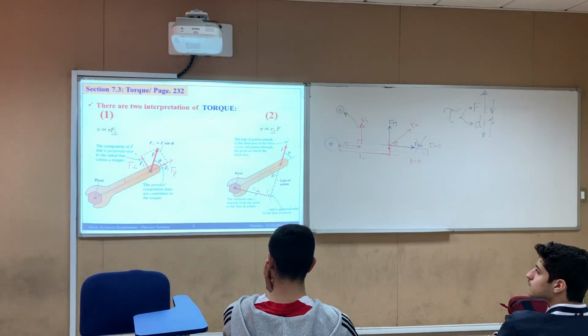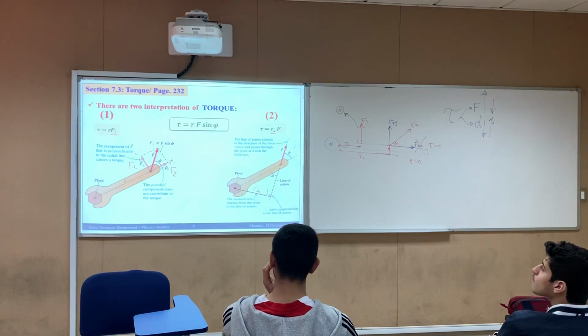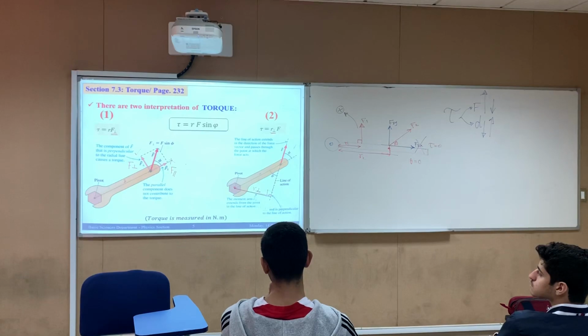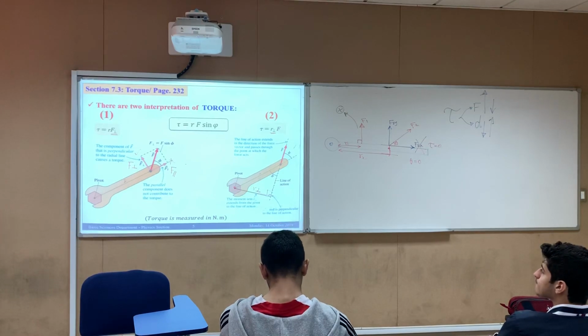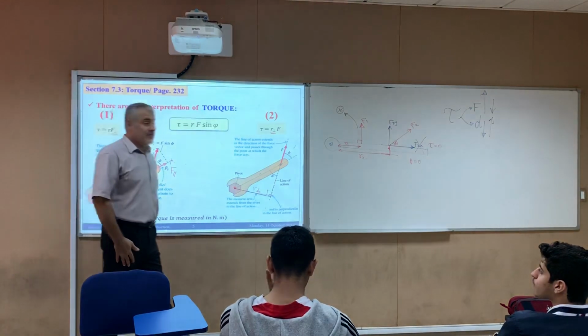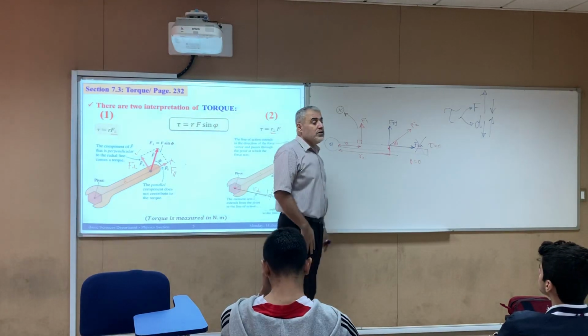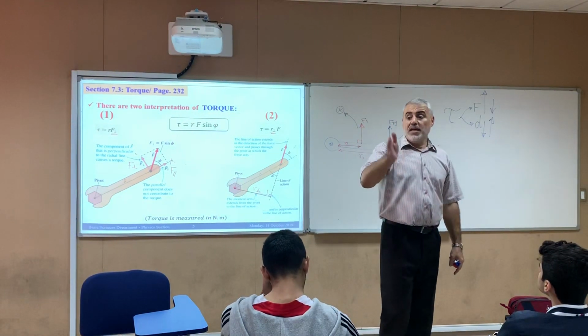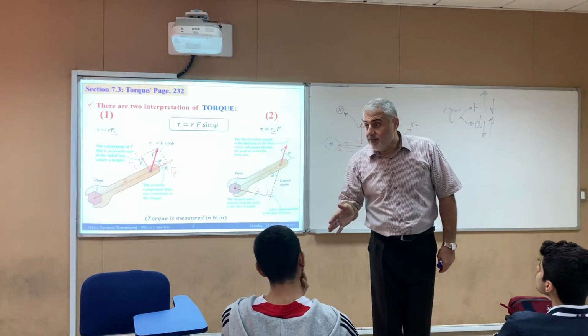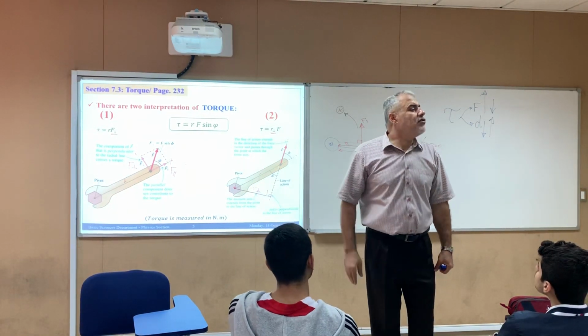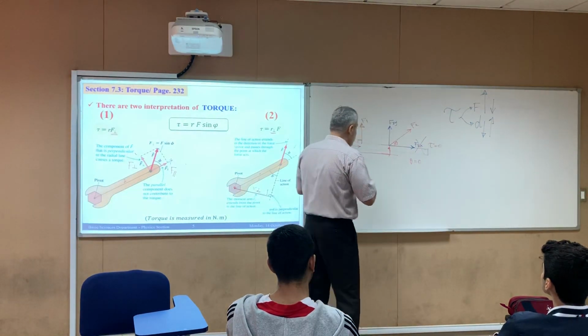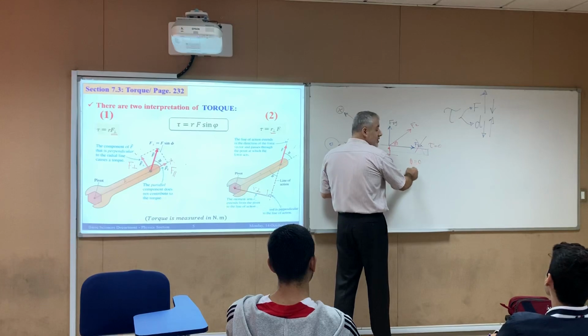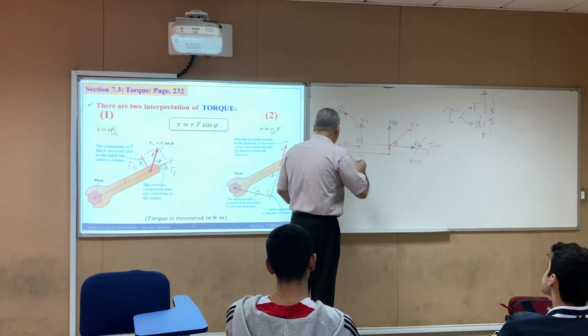Now, to make it more general, we have that tau is equal to R F sine theta. And we know, gentlemen, that torque is measured in Newton meter. I just need to tell you something before we proceed. This is just one description. Forces that are parallel or passing through the pivot, at any angle, have no torque. For example, if this force is parallel, sine theta is 0, so tau is 0. What about this force?